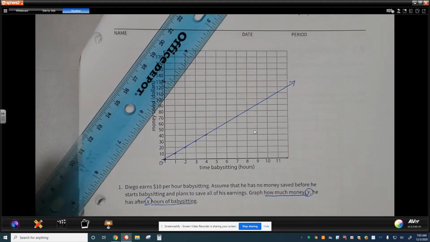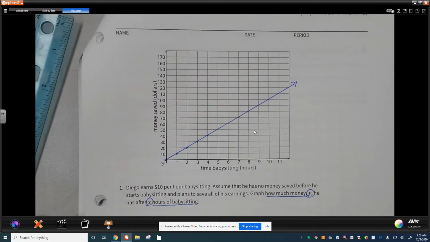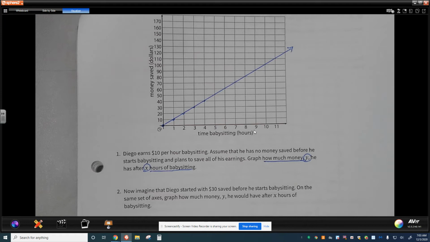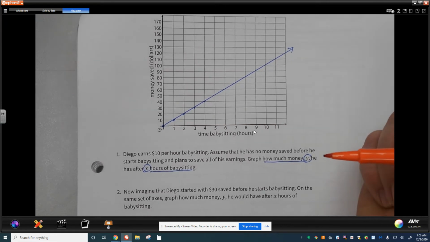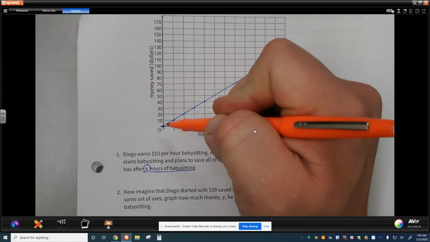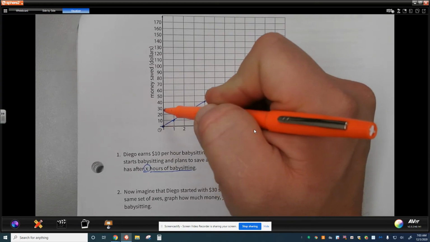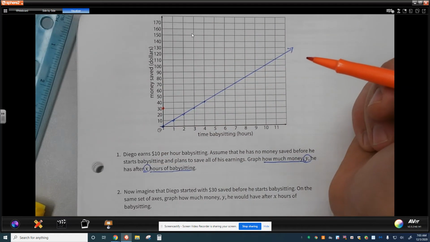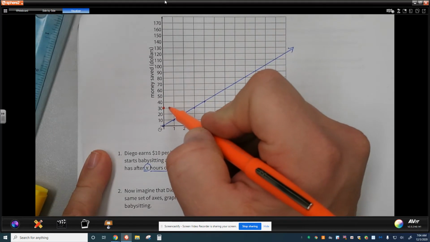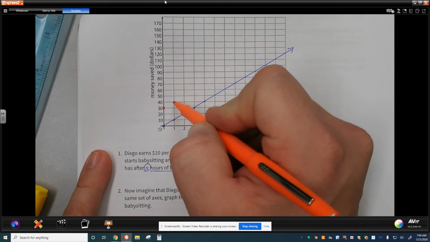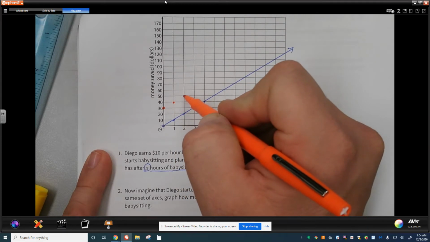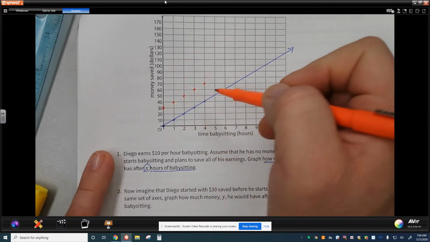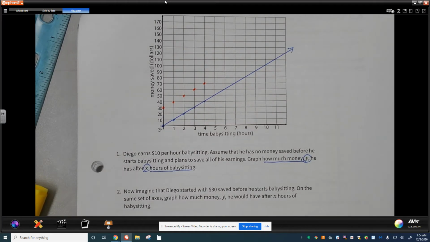Well, if he started with $30 and we're working on the same axes, with the same money, the same slope, everything there, he's still earning $10 per hour. Then we need to consider that the money saved starts right here at $30, where he begins, but then we're working at the same rate. So for 1 hour, he's going to earn $10. And after 2 hours, he would have earned another $10. And after 3 hours, another $10. 4 hours, another $10. You start to see the pattern going up here.